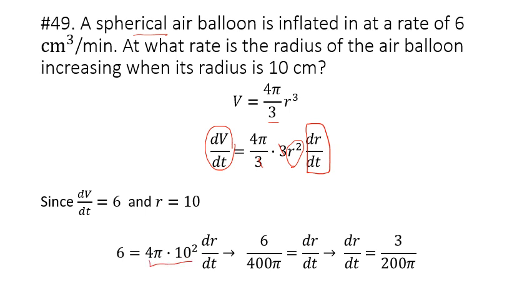So this is going to be 400 pi. We divide both sides by 400 pi. 6 over 400 pi equals dr over dt. Reducing, 3 over 200. So dr over dt is 3 over 200 pi. This is the rate of change, centimeters per minute. So this is the rate of the radius.